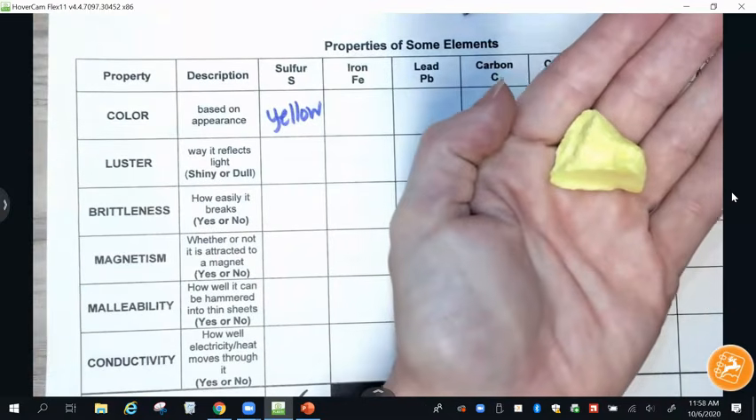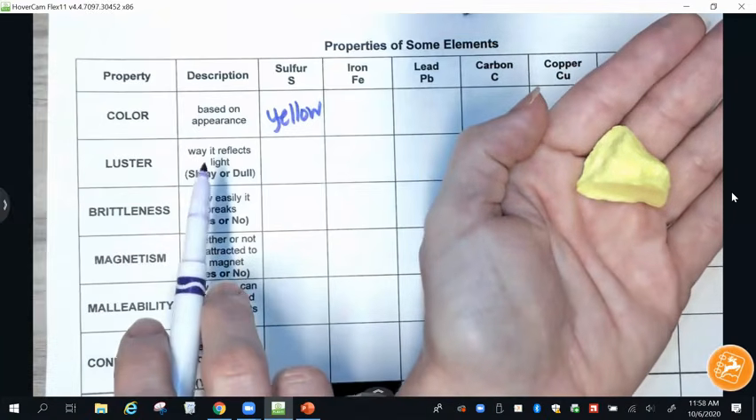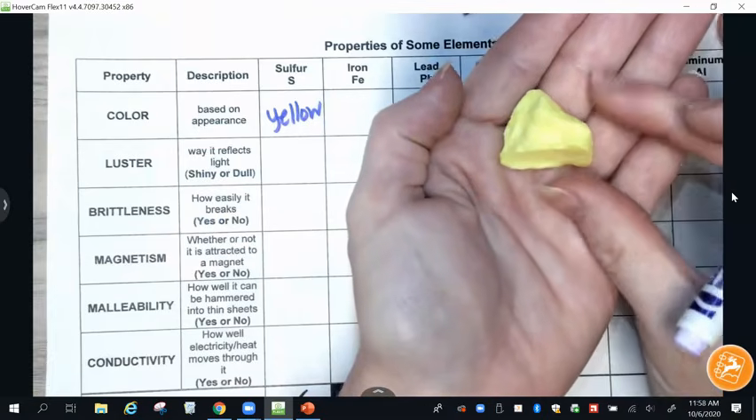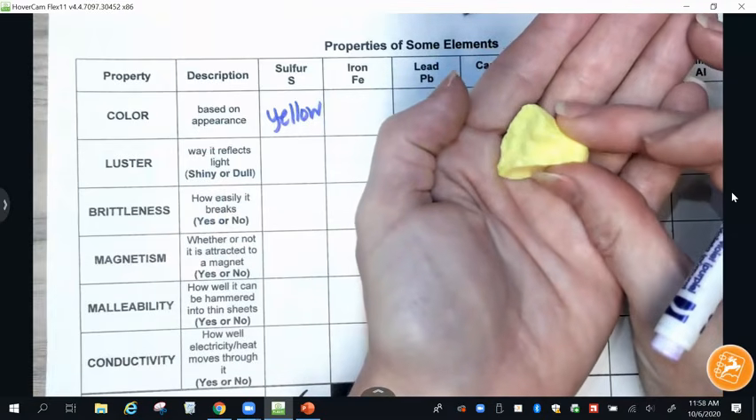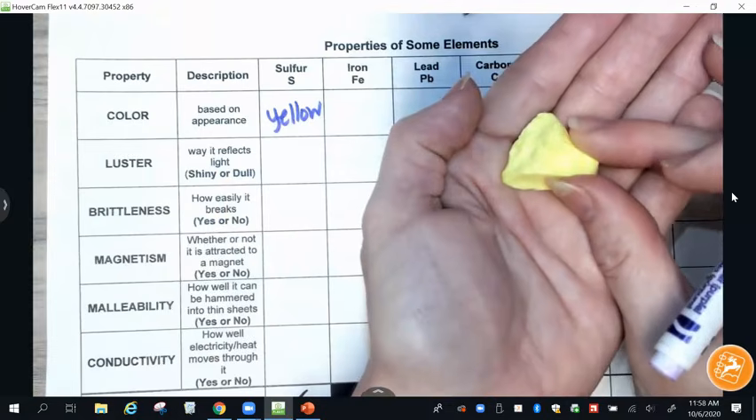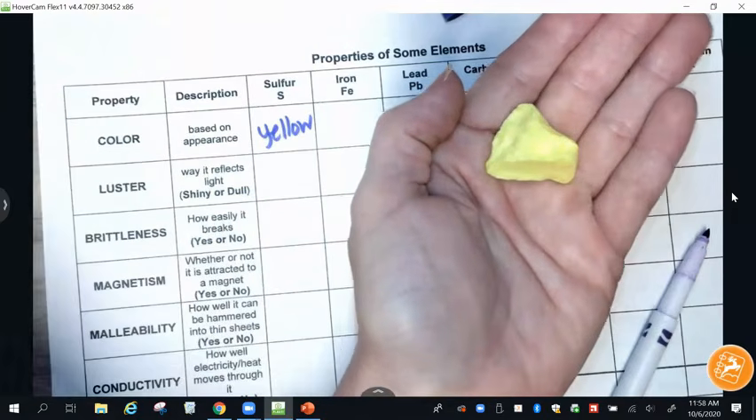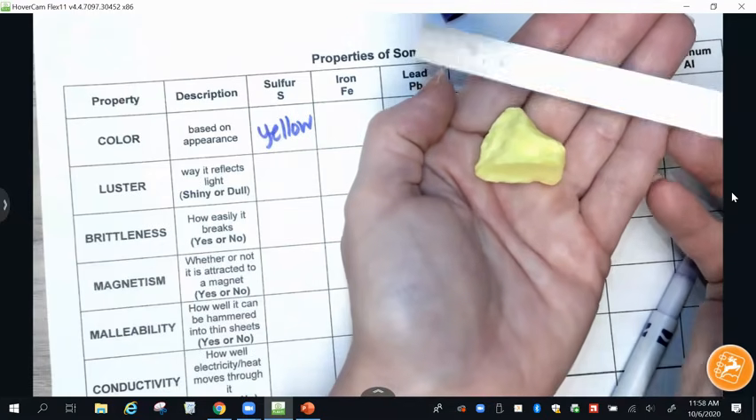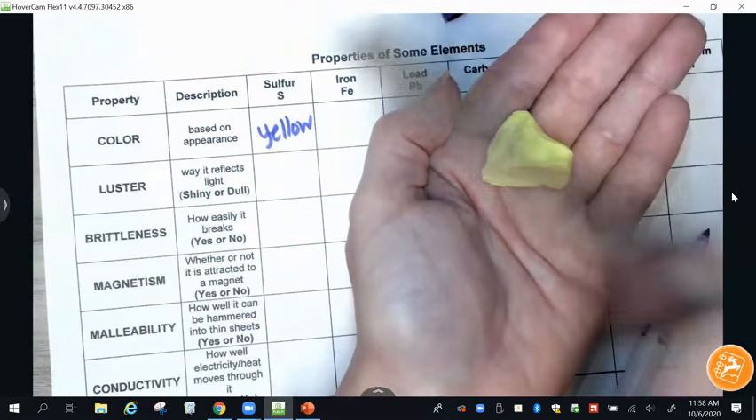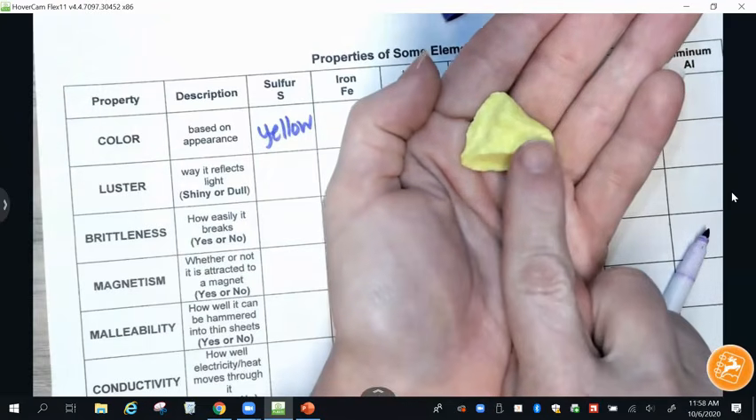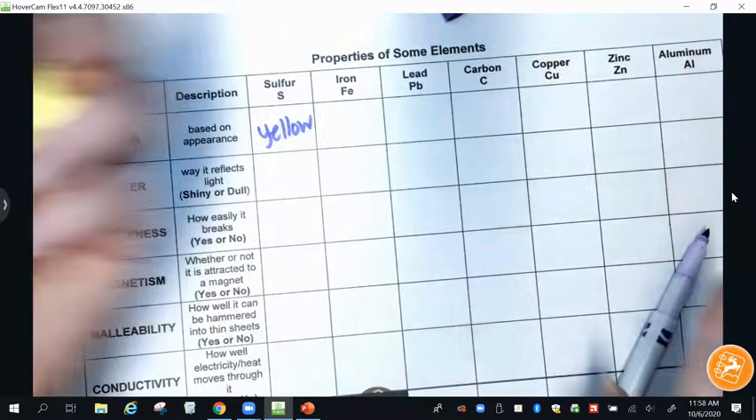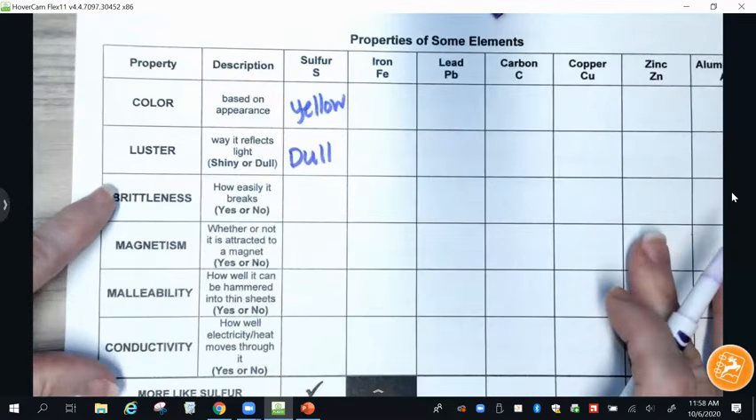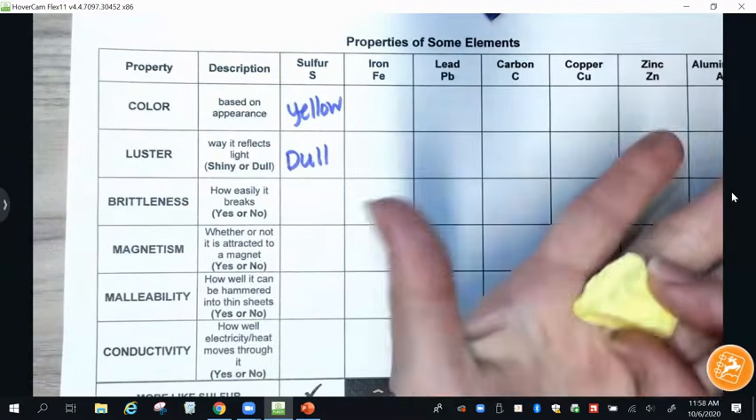It's not really shiny. Okay. Luster, right here, it says the way it reflects light. So look at it in the camera. I have the light on the camera too. Is it shiny? No, because if we want to compare it to something that's shiny, that would be like this. You see how it's really shiny with that piece of metal? So the sulfur is definitely not shiny. So right here, we're going to put dull.